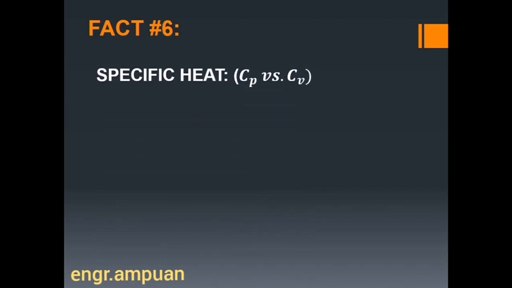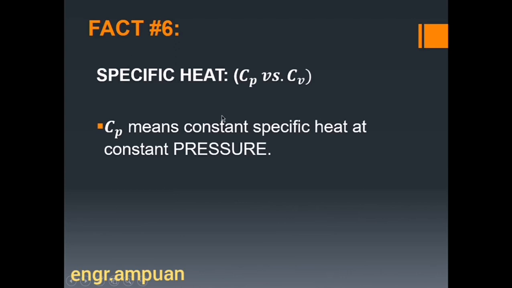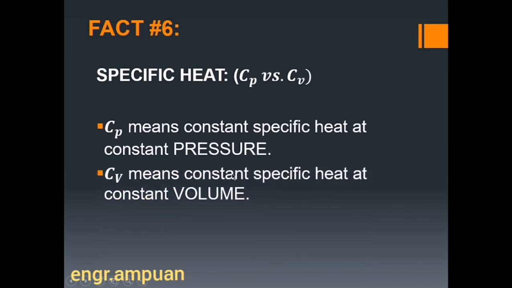Fact number 6 is about specific heat. In specific heat, you will be encountering two specific heats, C sub P and C sub V. When we say C sub P, it means the specific heat at constant pressure. When we say C sub V, this is the specific heat at constant volume.